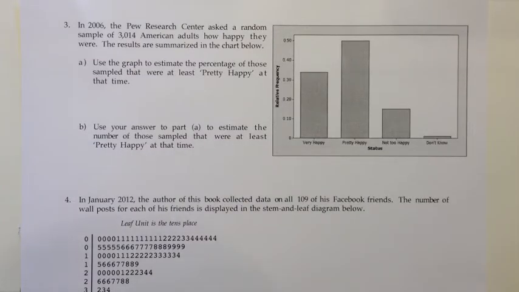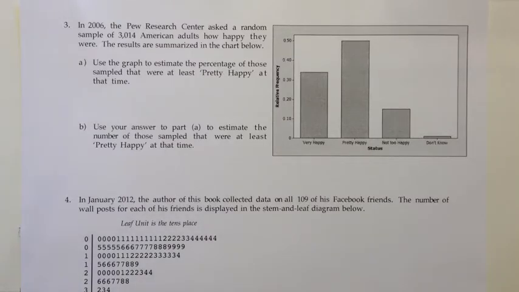Okay, continuing on to page 3. In 2006, the Pew Research Center asked a random sample of 3,014 American adults how happy they were, and the results are summarized in the chart below. Use the graph to estimate the percentage of those sampled that were at least pretty happy at that time.